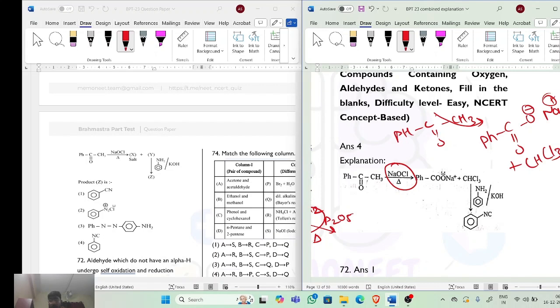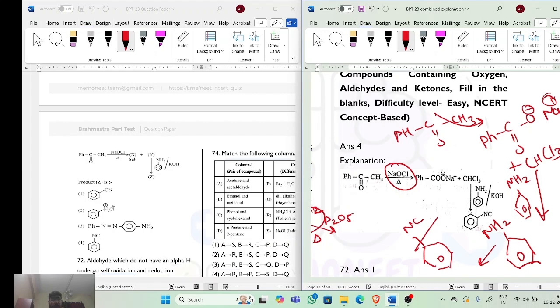Now this reagent reacts with aniline. Yes, there is aniline. We have a benzene ring, and then we have an NH2 group present on it. So this compound will form the isonitrile group. In presence of NH2, it will form the NC group, which is the isonitrile group. So option number D will be our correct answer.